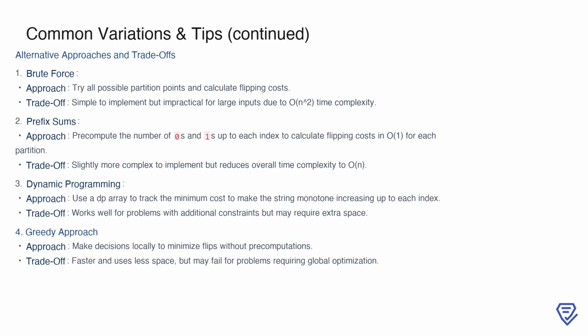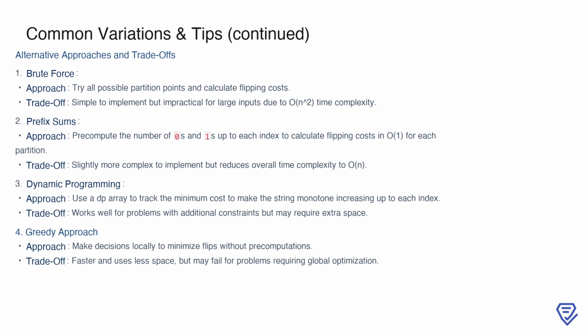There are several approaches you can use to solve this problem, each with its own trade-offs. One option is the brute force method, where you try all possible partition points and calculate the flipping costs for each. While this approach is simple to implement, it becomes impractical for large inputs due to its O(n²) time complexity. A more efficient approach involves using prefix sums. By pre-computing the number of 0s and 1s up to each index, you can calculate flipping costs in O(1) for each partition, reducing the overall complexity to O(n). Although slightly more complex to implement, this method is highly efficient.